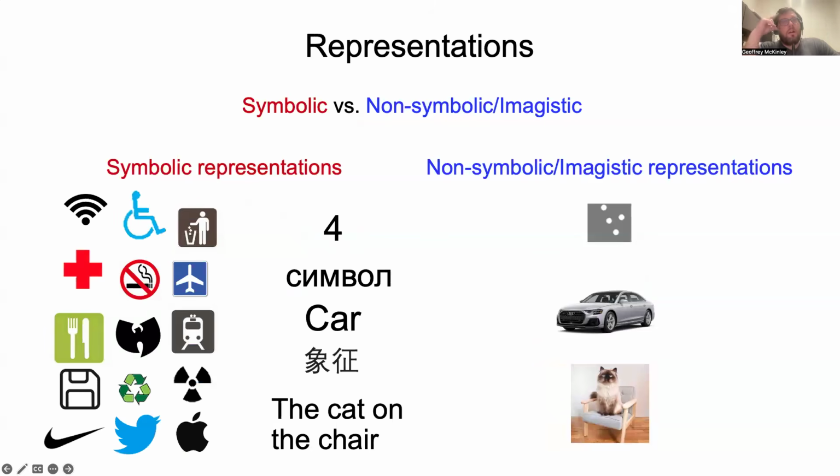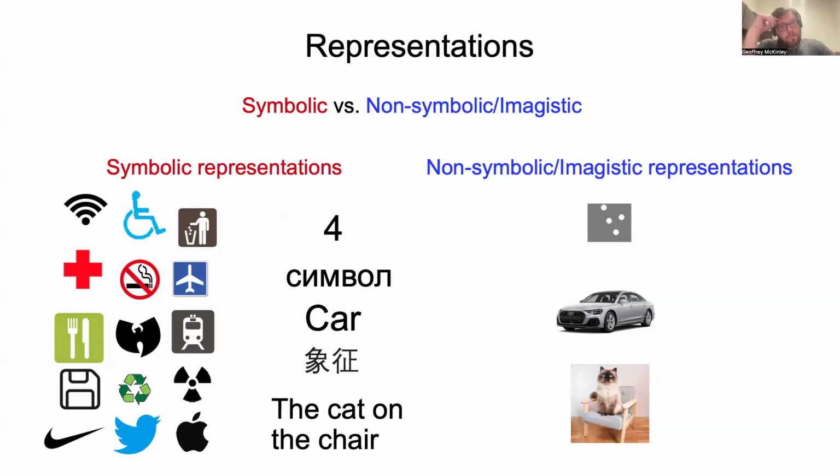Another distinction is whether the representations are symbolic or non-symbolic. I don't really like the word non-symbolic, even though it gets used that way. I just like the word imagistic. That's how I think about it. Symbolic representations, these are some examples of them here. You have to remember symbols are everywhere. I think we take for granted how much we use symbols.